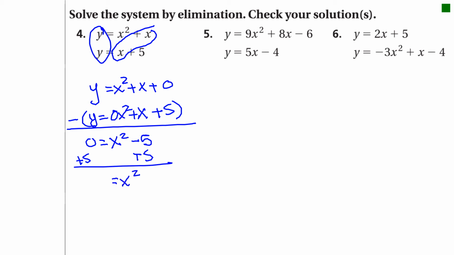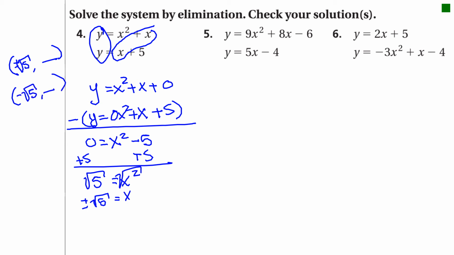x squared is equal to 5. So now we're going to take the square root, and x is equal to plus minus the square root of 5. I want to keep this as the square root of 5 because it's a pretty ugly number, as in it's an irrational, it doesn't have a pattern repeating decimal. Okay, so now we found out what x is, and x is plus the square root of 5, comma, we don't know what y is, and the other one is a negative square root of 5, and we don't know what y is.